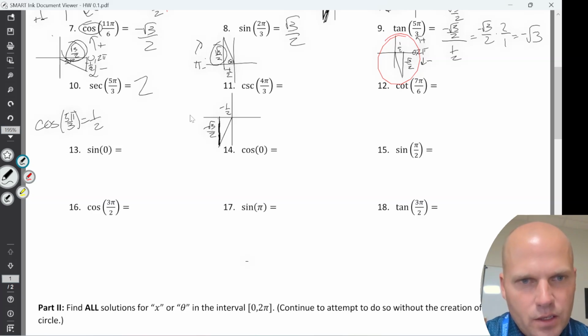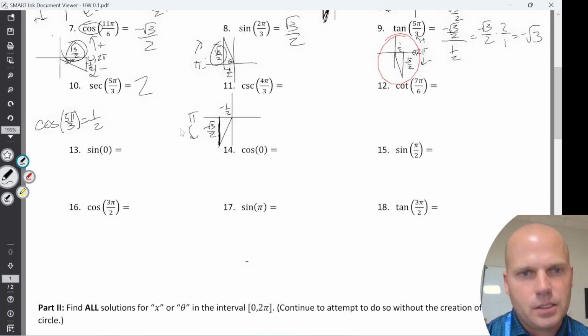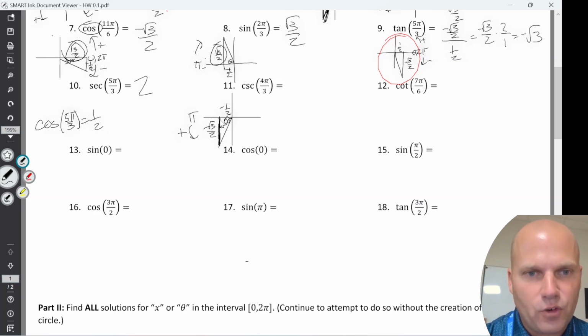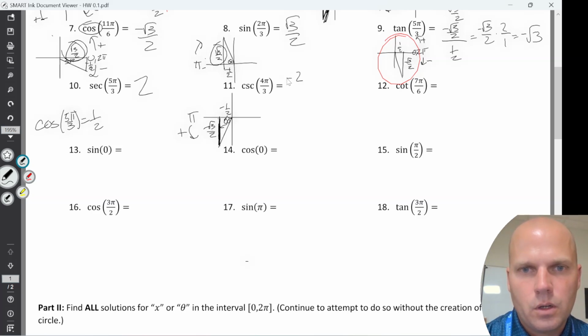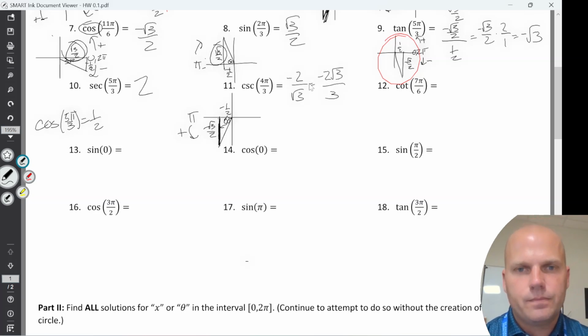4 pi over 3 is pi plus pi over 3. Pi over 3, 60-degree angle, tall 30, 60, 90. Cosecant, reciprocal of sine. Sine is always opposite. It's always the vertical. Vertical is negative root 3 over 2, or flipped, that's times root 3 over 3, negative 2 root 3 over 3. Great.